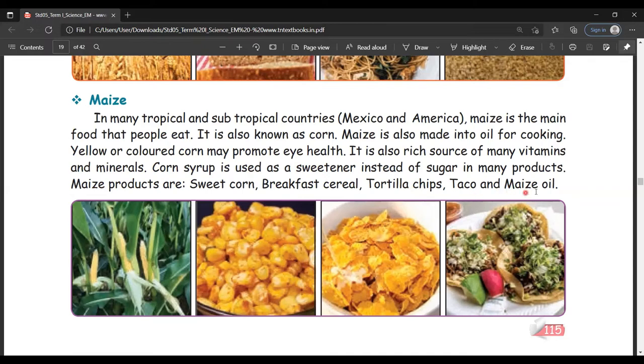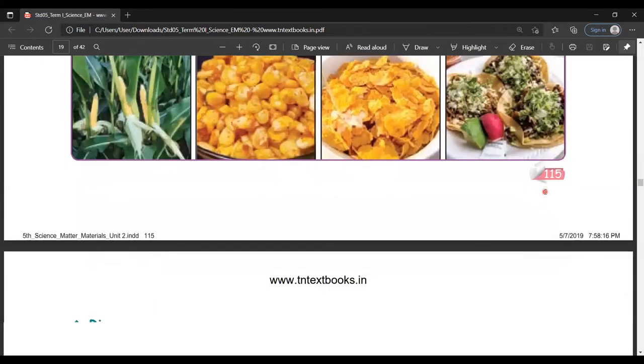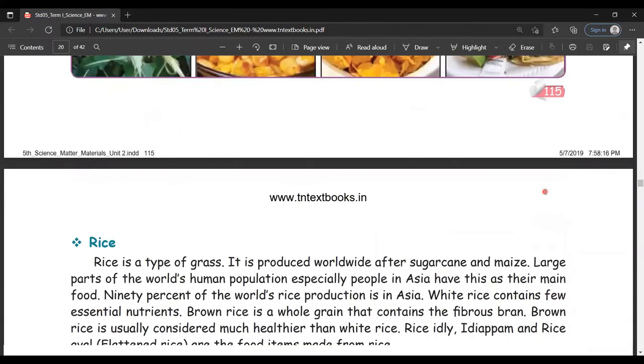taco and maize oil. So some of the maize products are sweet corn. Many people know sweet corn, breakfast cereal, tortilla chips, tacos and maize oil. Okay.